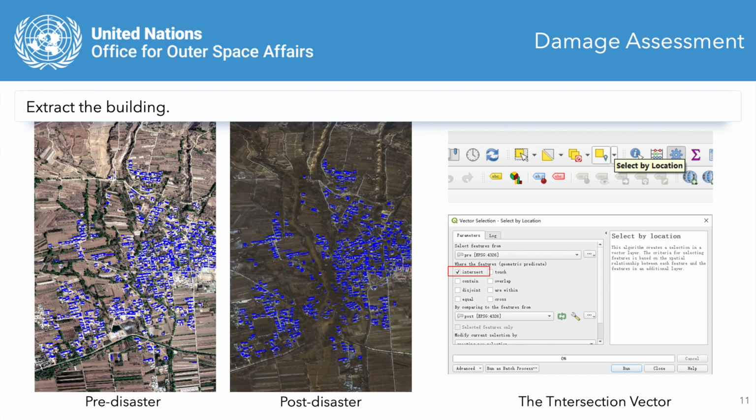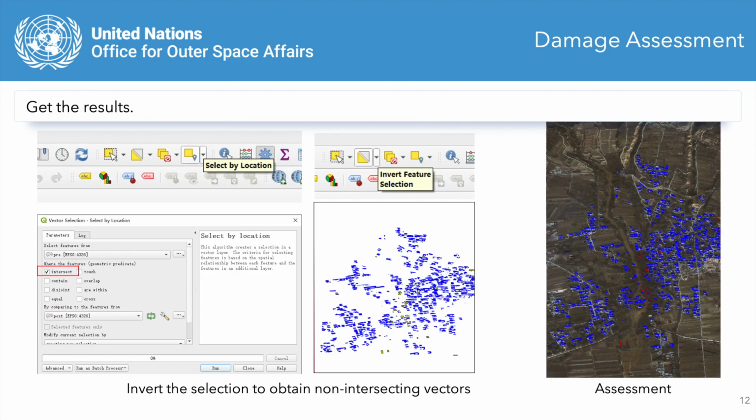In contrast, new independent portions in the post-disaster layer that do not overlap with the pre-disaster layer, such as temporary shelters built after complete collapse or extraction errors, and areas present in the pre-disaster layer that have no corresponding overlap in the post-disaster layer, can be preliminarily classified as damaged or altered buildings. By performing an inverse selection, the non-intersecting vector polygons can be obtained, which represent the damaged buildings.